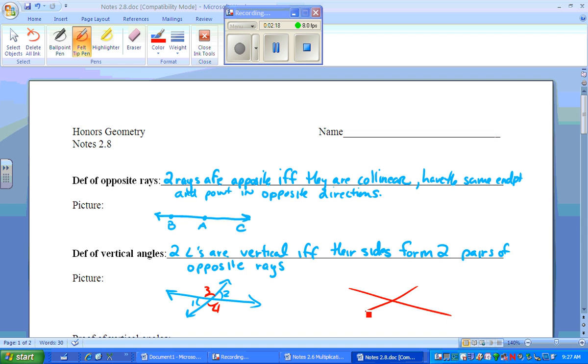So a quick representation. Let's say this angle was 30. The vertical angle of that would also be 30. These are supplementary, so that means this would be 150, which means this vertical angle here would be 150. That's the idea of these vertical angles.